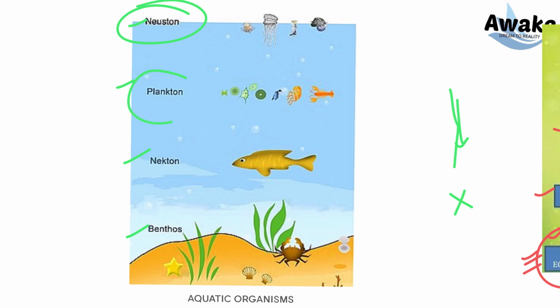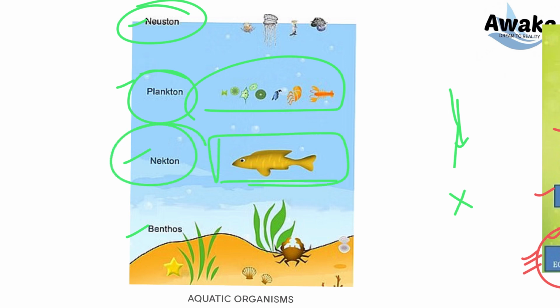When it comes to the planktons, these are the microscopic floating organisms such as algae, diatoms and protozoans, and larval forms of all these come under planktons. This group generally includes the microscopic plants. Okay, when it comes to the nektons, these are the powerful swimmers. Nektons are the powerful swimmers.